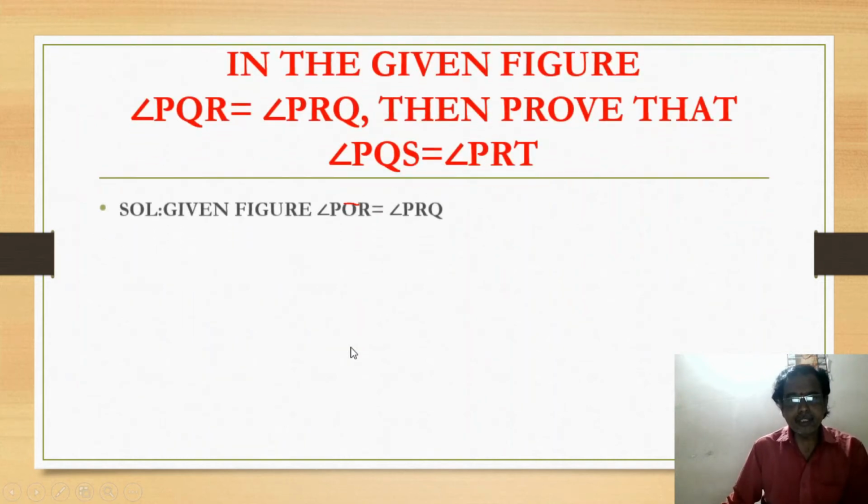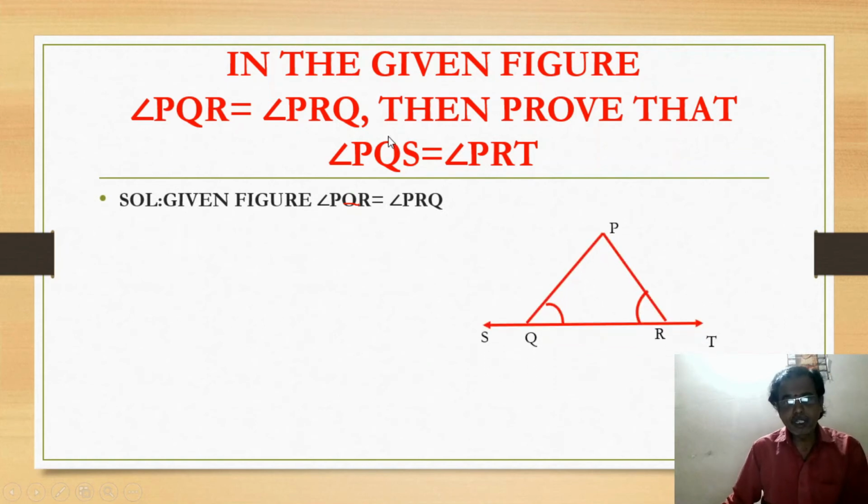Now, most important to prove, children: here in the given figure, angle PQR is equal to angle PRQ. Then prove that angle PQS is equal to angle PRT. Angle PQR is equal to angle PRQ is given. Then we have to show angle PQS is equal to angle PRT. By seeing this figure, we can easily say PQR and PRQ are the interior angles of triangle PQR, and PQS and PRT are the exterior angles of the triangle PQR, as we know.